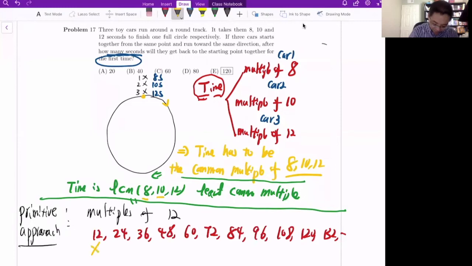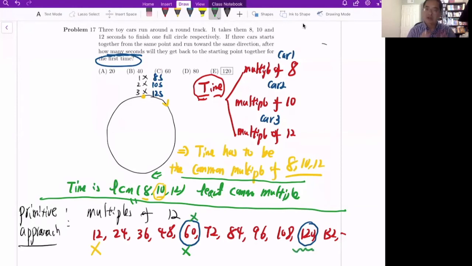Now, 12, no, this one is not a multiple of 10. So first, let's see which are multiples of 10, which is more convenient. Clearly this one is a multiple of 10, and this is also a multiple of 10. But 60 is not a multiple of 8, so 60 is excluded. So let's look at 120.